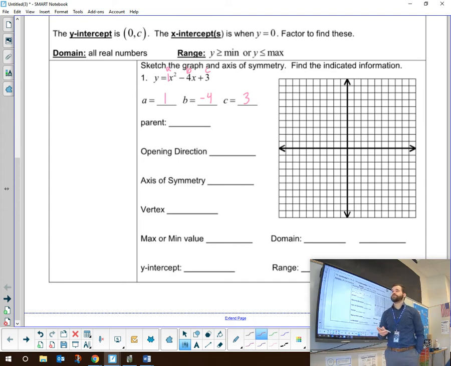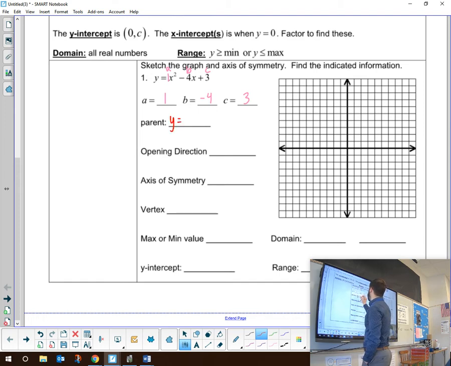Next, let's talk about our parent function. Now the parent function for a quadratic equation looks like a u. It's called a parabola, all right? And it's because we're squaring it. So just like whenever we did absolute value, it created a v because we couldn't have any negatives. Whenever you square a number, it takes away the negative as well. And so it creates a u.